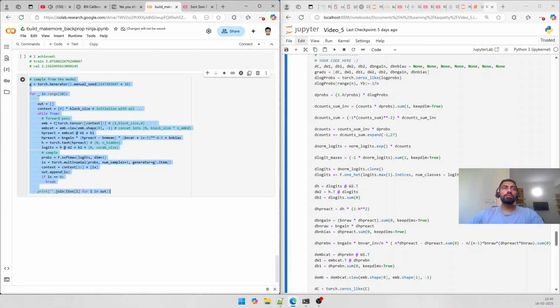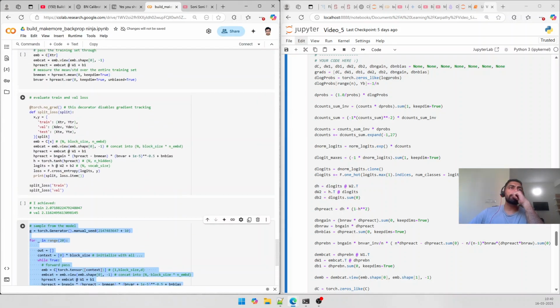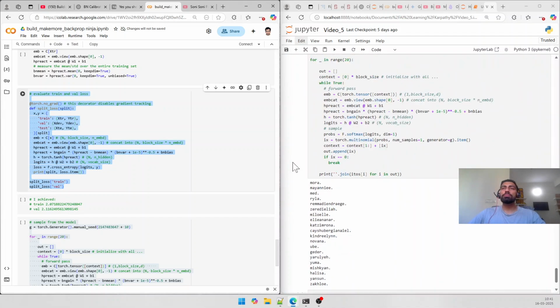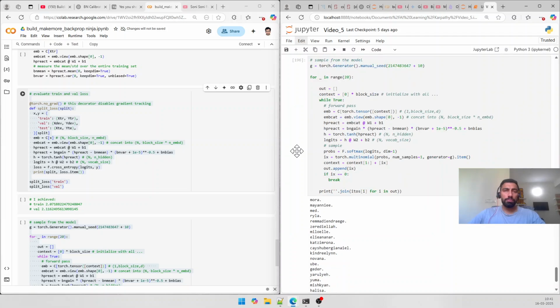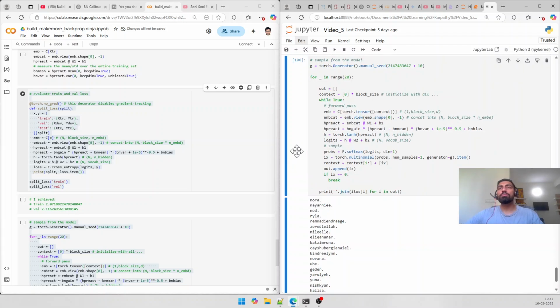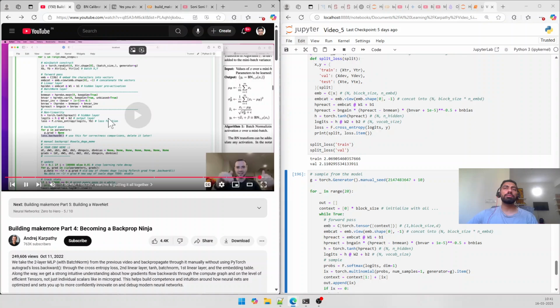Where is that loss calculation? Okay, I missed the spot here. .07, yeah, near about similar.